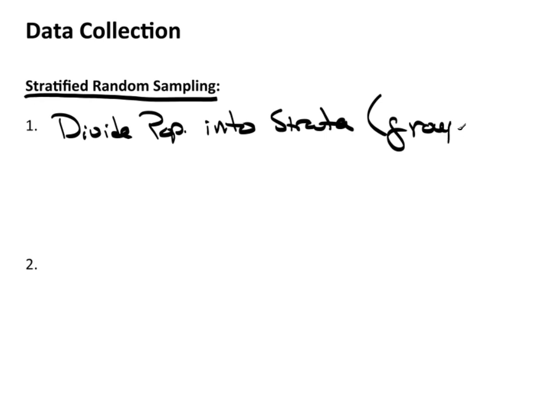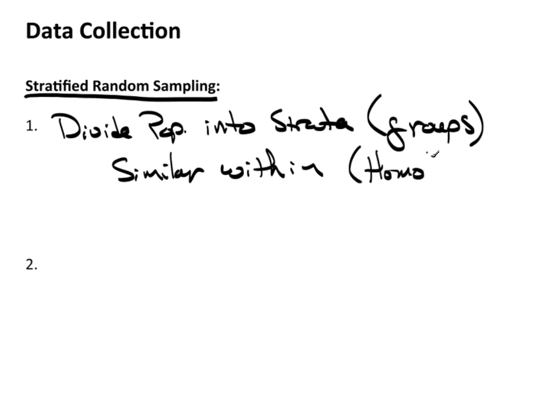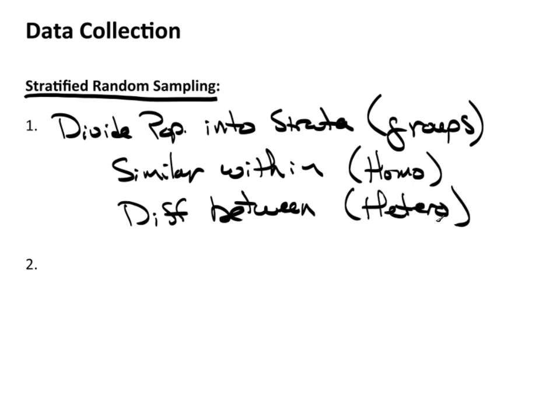Here's a basic idea. First thing you're going to do is break up your population, divide the population into strata. Strata is just another name for groups. Now these groups aren't just arbitrary, they're very special. The groups are similar within. Homogeneous is typically the word that's used. And they're different between. Heterogeneous is typically the term that's used.